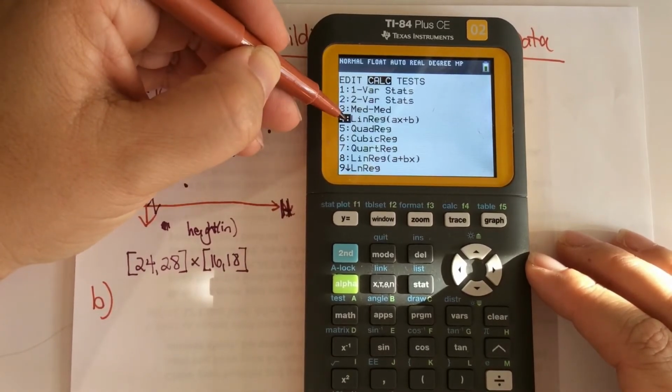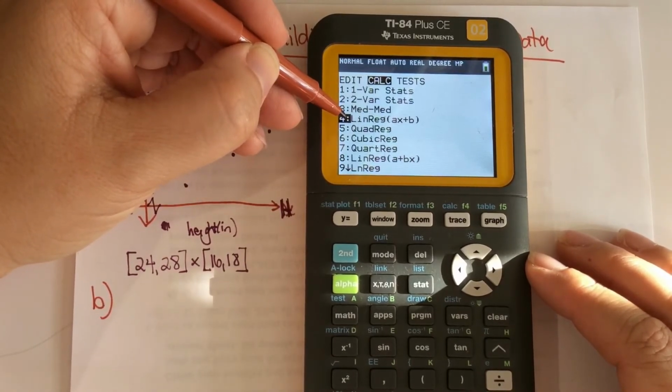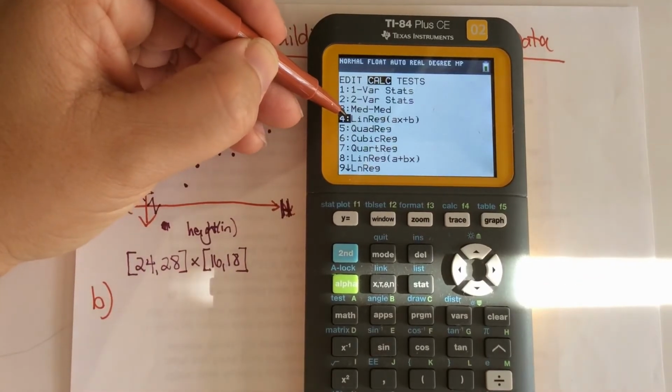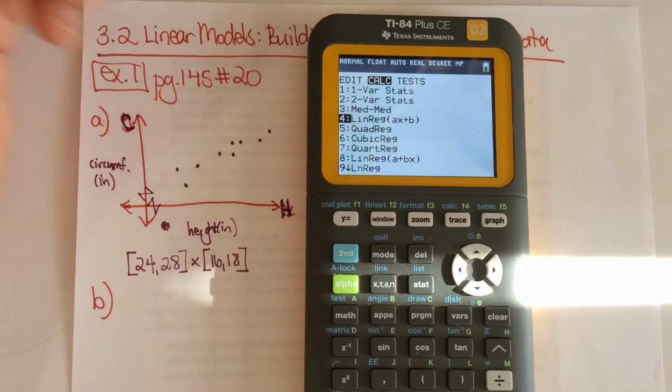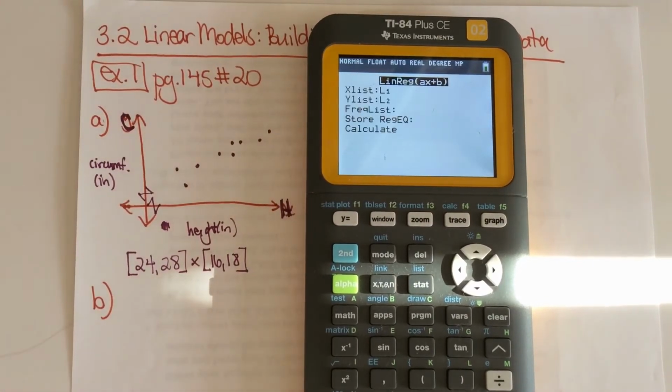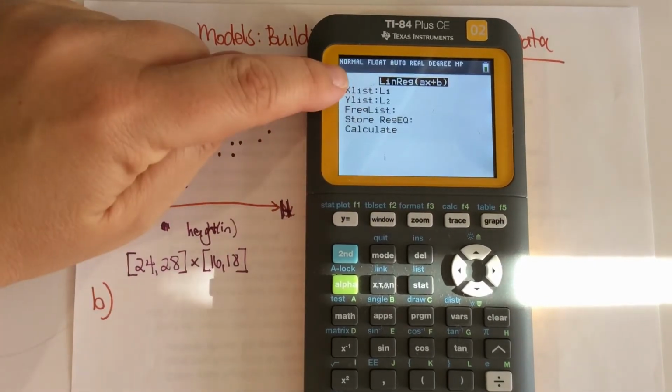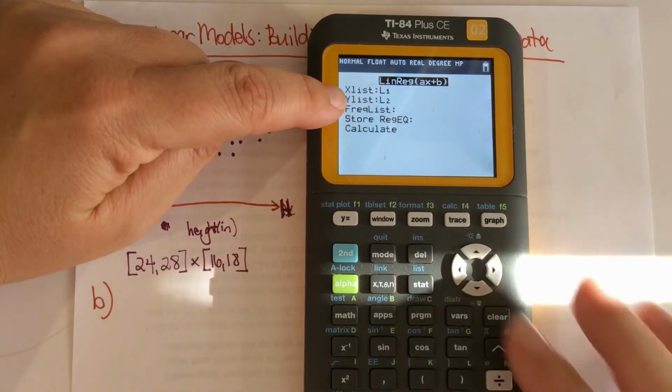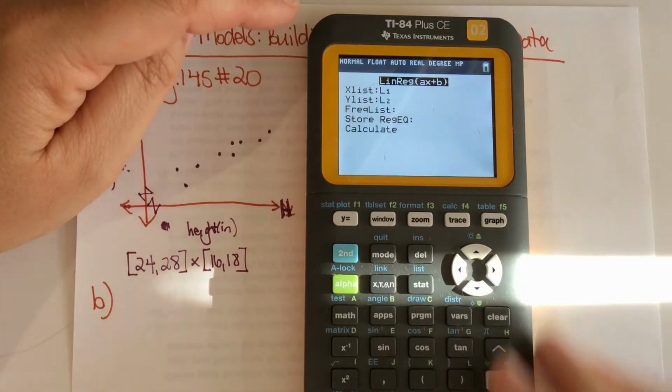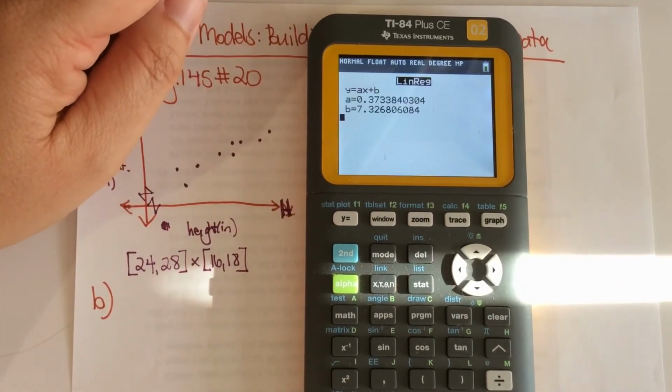Okay, so I want an equation of a line. This is an equation of a line, right? And it says line of best fit. So you got to know that that's linear regression. So I'm telling it that I want the x values in list 1 and the y values in list 2. And then I'm just going to go down and hit calculate.